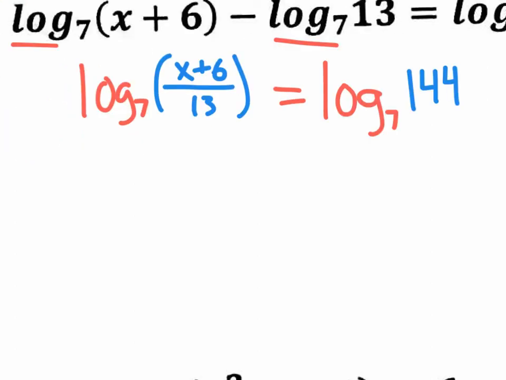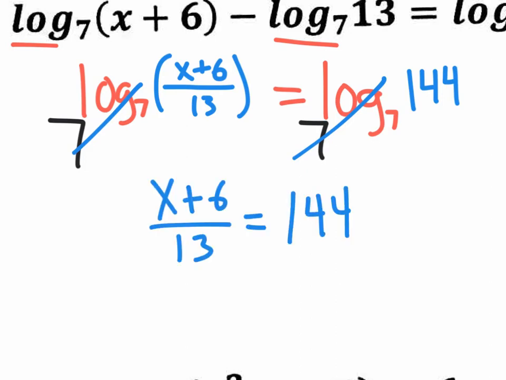And now we're going to raise both sides to be powers of base 7. Of course, 7 to the log base 7 cancel out. We have a new equation that has x plus 6 over 13 equals 144. To get rid of the 13 on the left side, I want to multiply by 13. And of course, what I do to one side, I do to the other, multiply by 13.